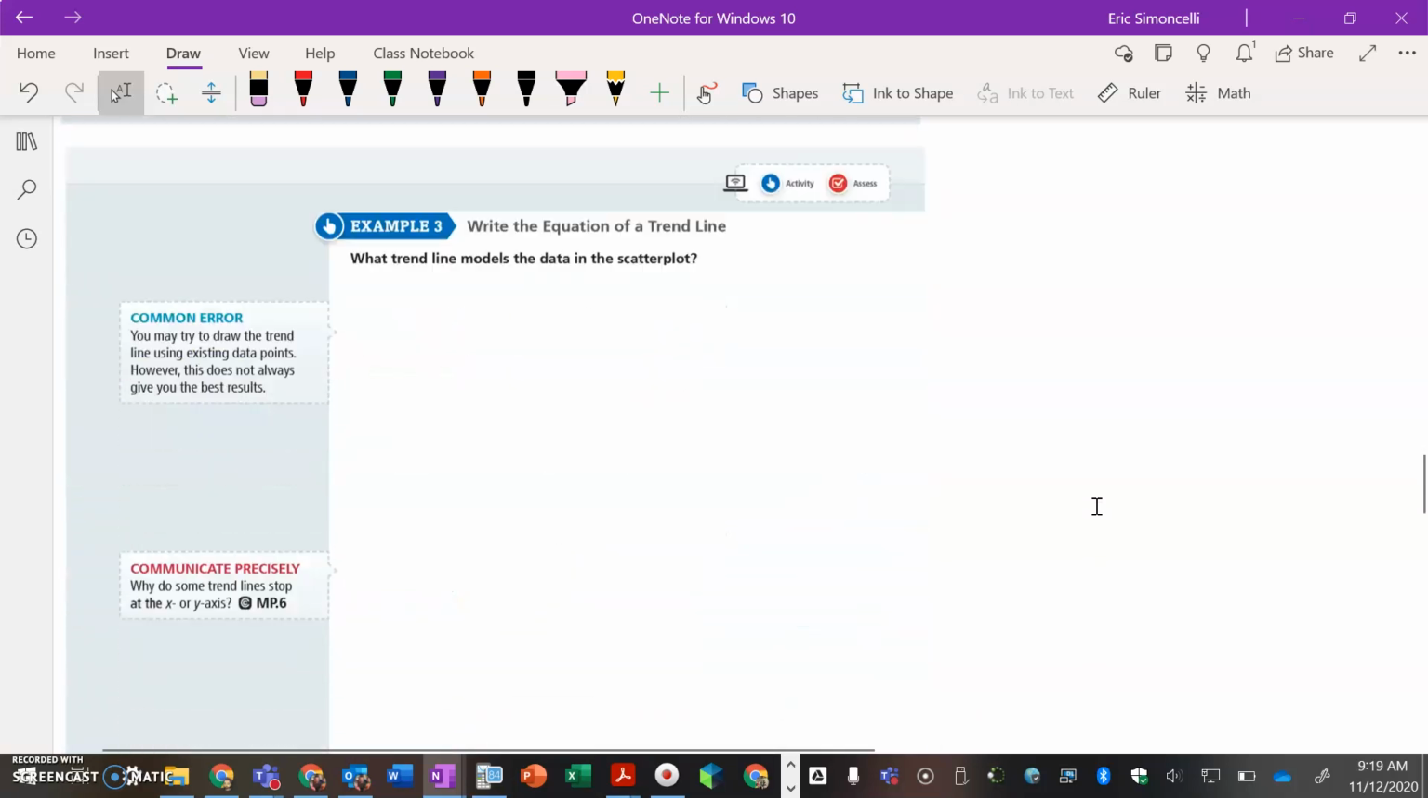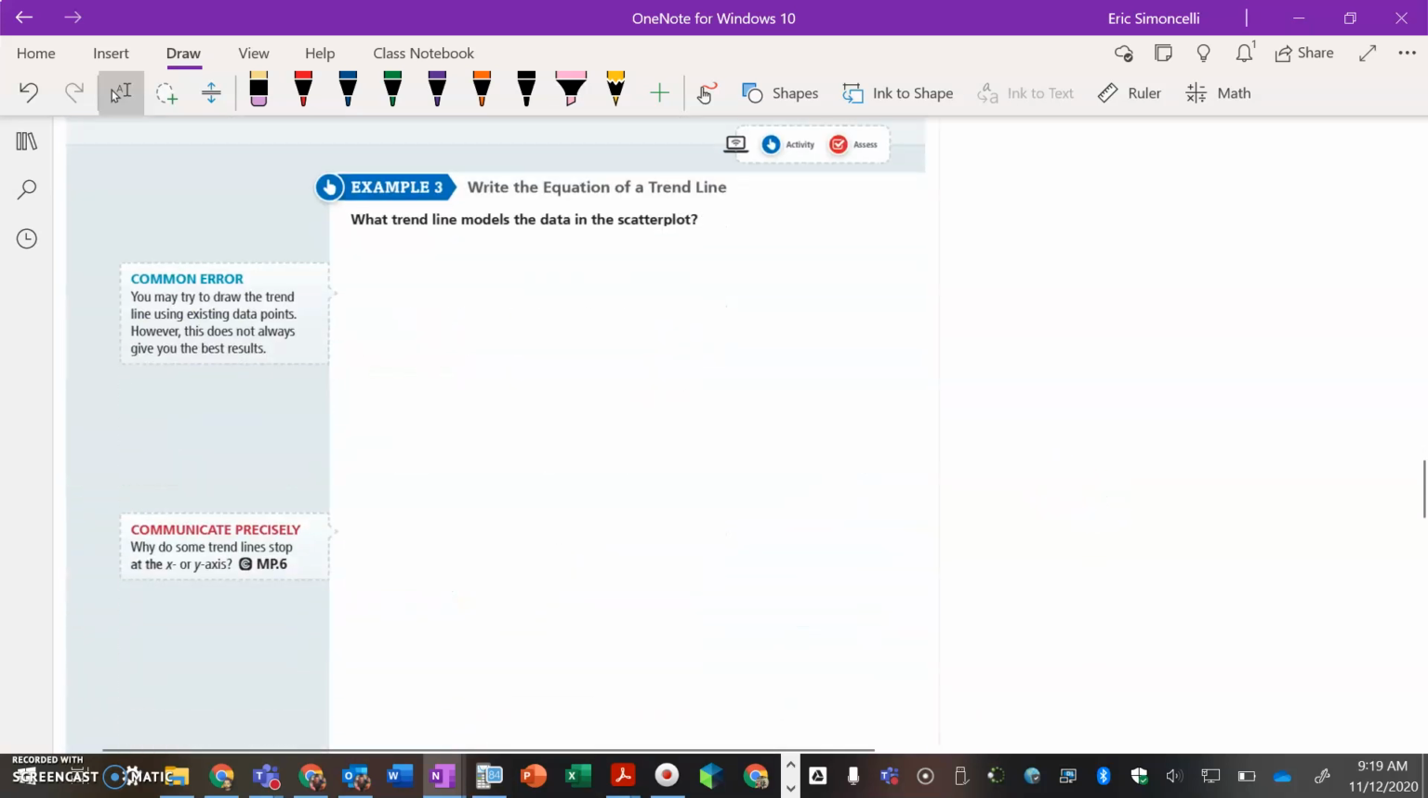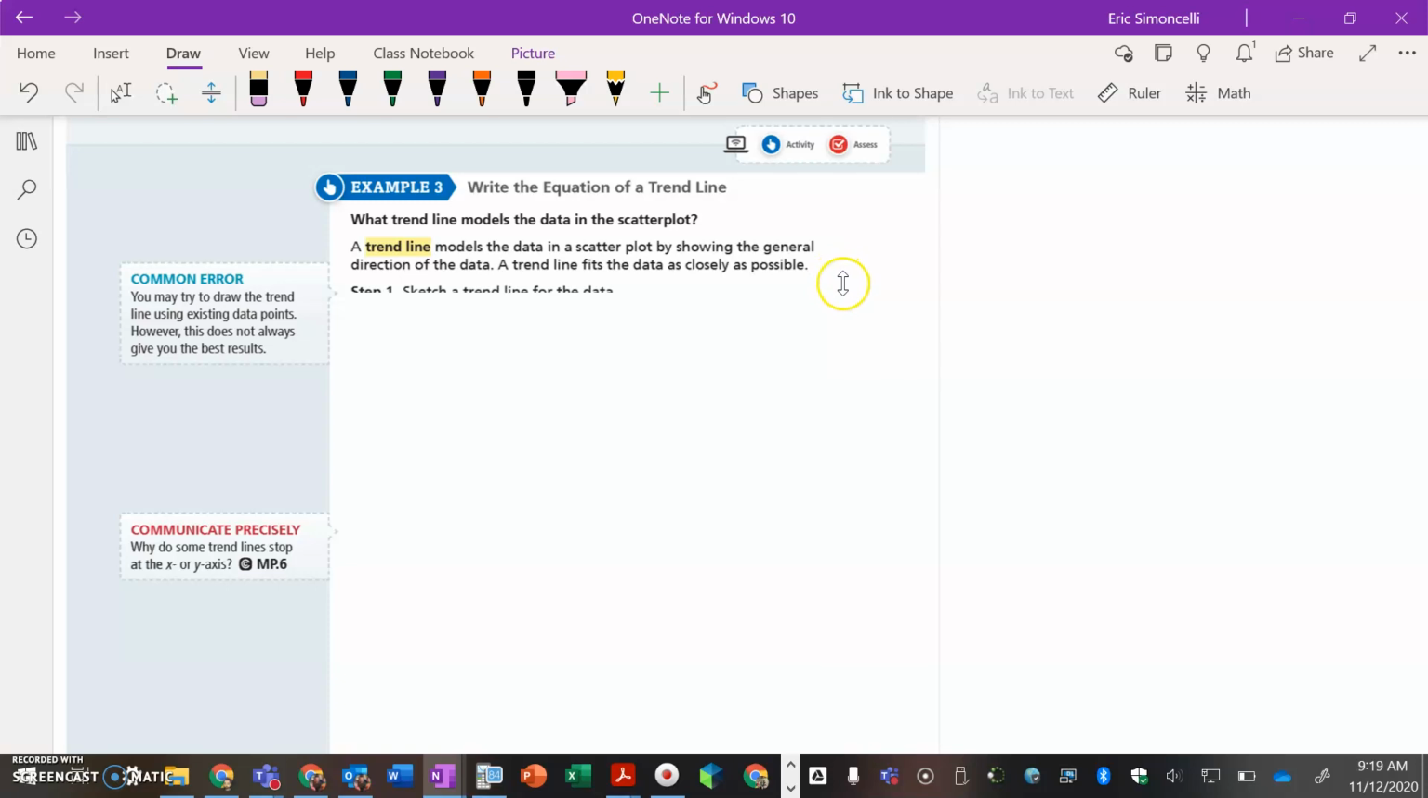Example 3. What trend line models the data in the scatter plot? So let's take a look at this. We can see here a trend line first models the data in a scatter plot by showing the general direction of the data. A trend line fits the data as closely as possible. Step 1, sketch a trend line for the data. Remember, a trend line approximates a balance of points above and below the line.